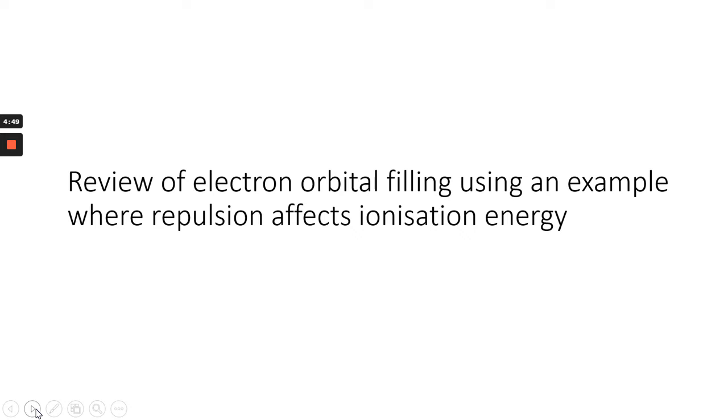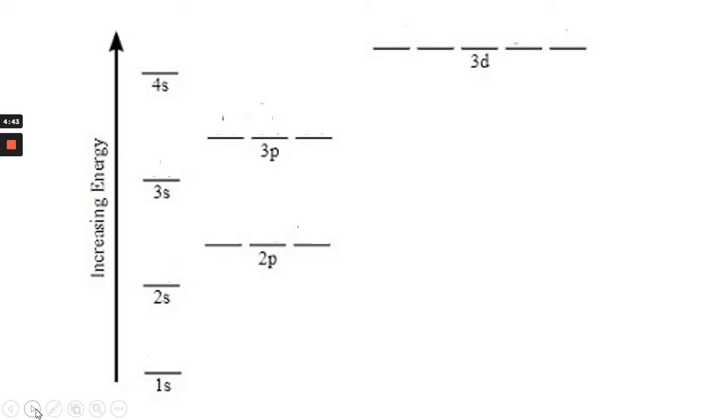So to do this, let's have a quick look at electron orbital filling using an example where repulsion within an orbital affects the ionization energy. So if we fill the orbitals, you'd expect them to fill like this, with 1s filling, then 2s, then 2p, but the electrons fill in the p subshell so as to avoid repulsion.